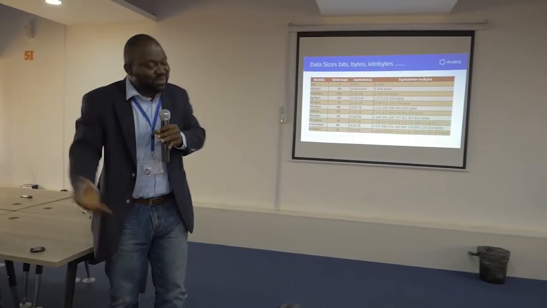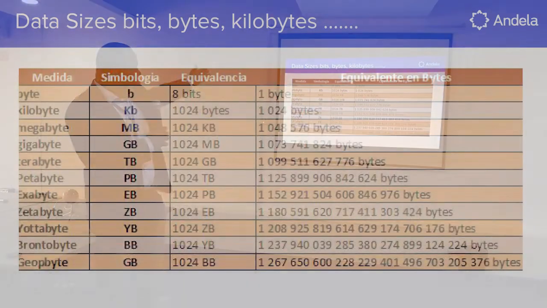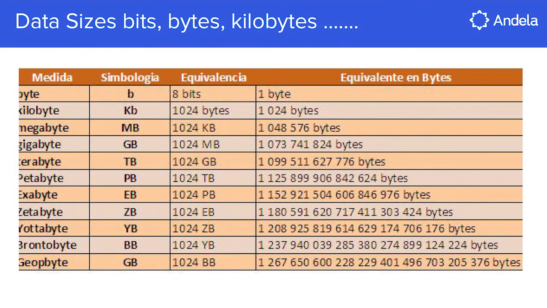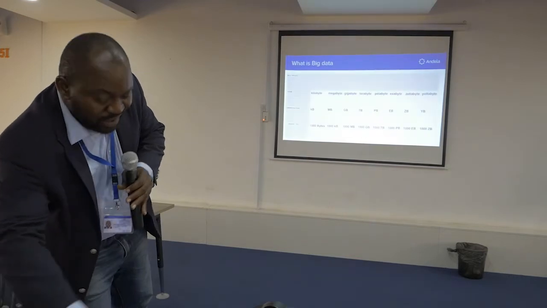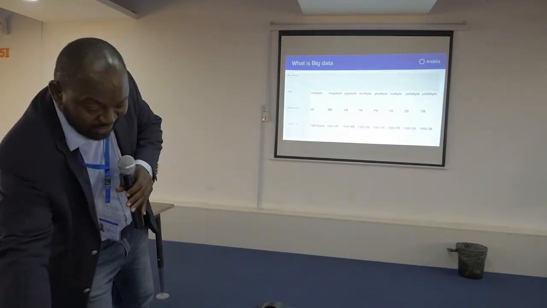Okay? Now, for the techies, we understand this. Byte, kilobyte, megabyte, gigabyte, yottabyte, and whatever byte is there. But that gives an idea of how it keeps increasing. Now, this is a tabular form of the same thing.